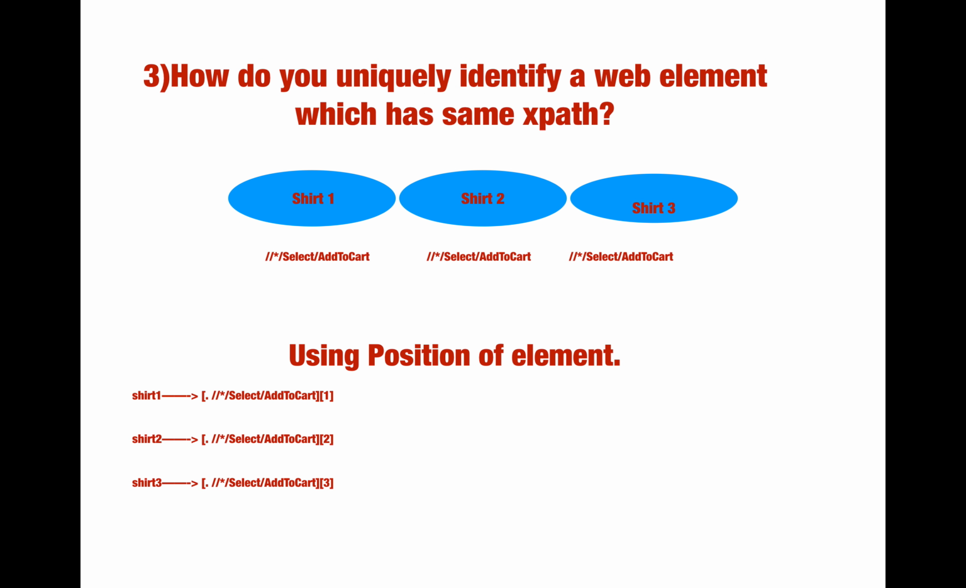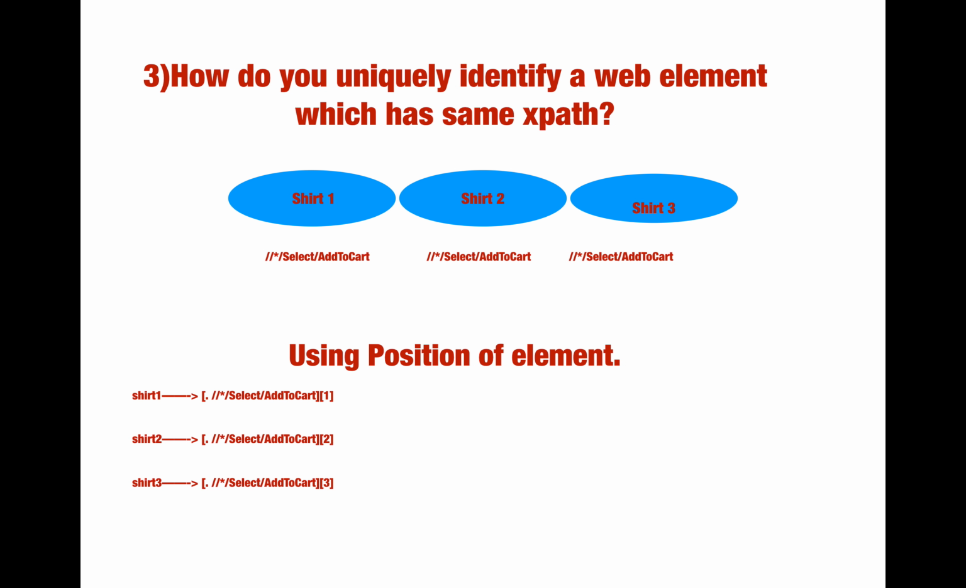So when you have this question, how do you uniquely identify a web element which has the same XPath? Definitely you have to say that, yes, I have seen in my application two or more web elements having the same XPath. So this is how I customize my XPaths. I use the position of the web element. In this case, shirt 1, if you see, I have written the XPath followed by the position. The 1 in the bracket indicates that I want to select the first web element.